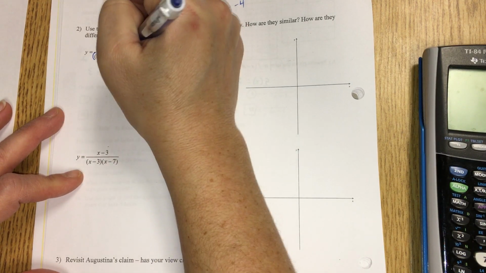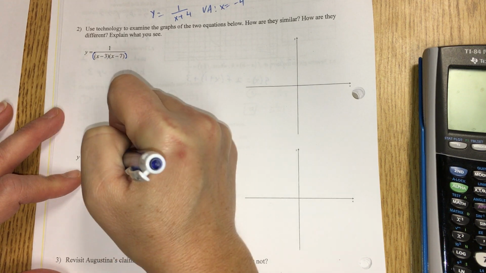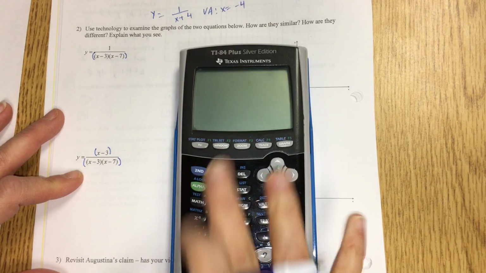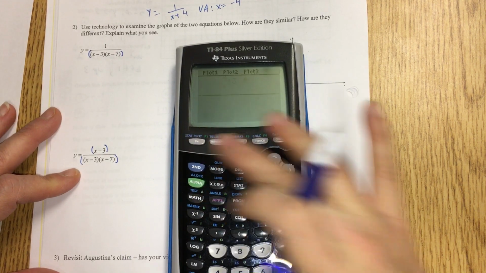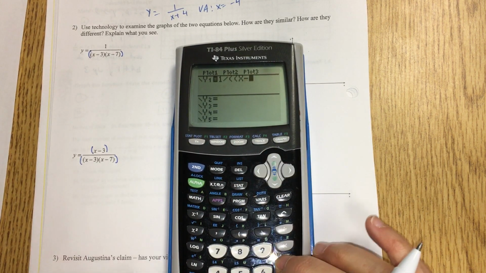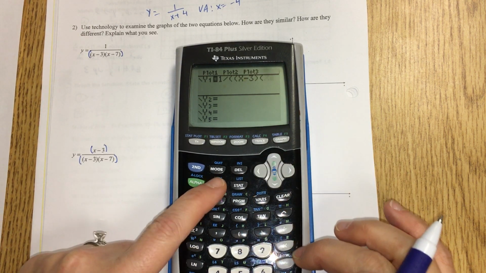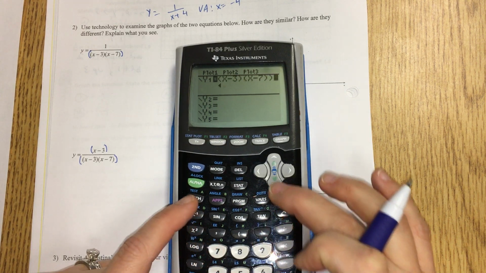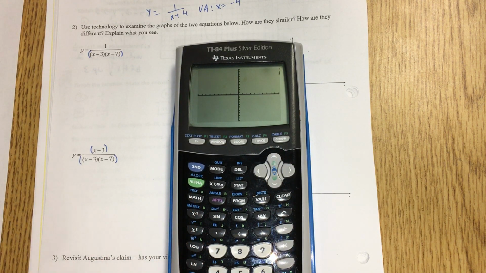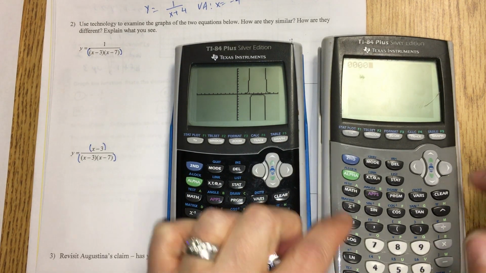I have 2 calculators with me. I'm just going to put some other parentheses in that if you are graphing along with me, you will need to add them in. Otherwise, your typing will have problems. So I'm going to go to y equals, and I've got 1 over x minus 3, and then x minus 7, close, close, and there's that graph. Ooh, funky. Now I'm going to do the other one on the second calculator.